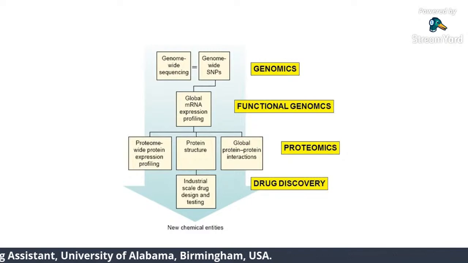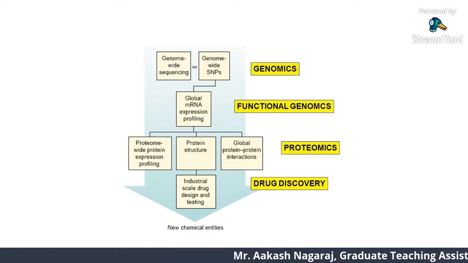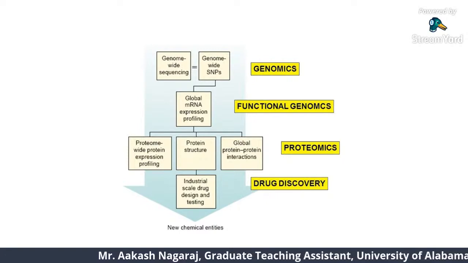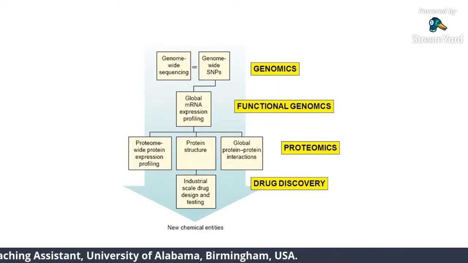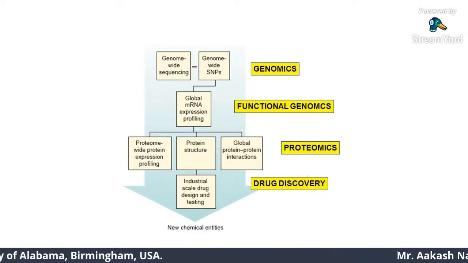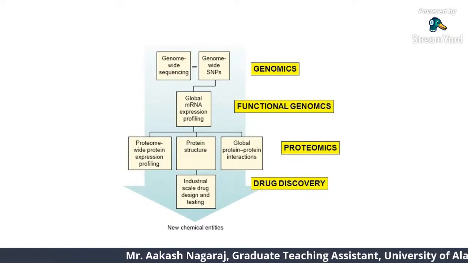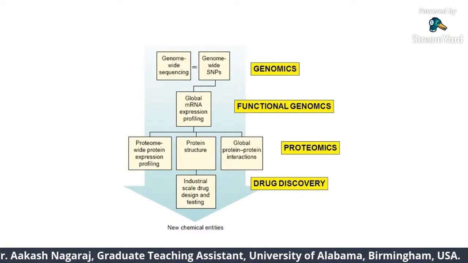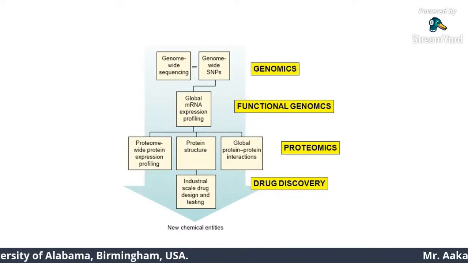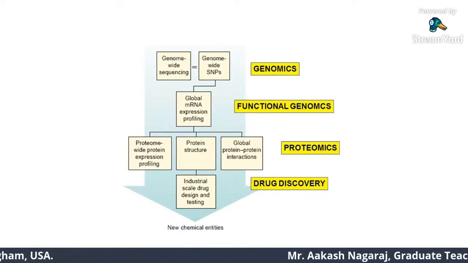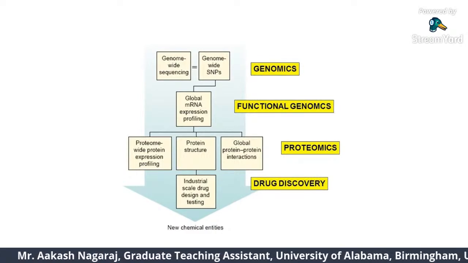So this shows us the various subfields of genomics which are used in the drug development process: genome-wide sequencing and finding out single nucleotide polymorphisms, SNPs, then global messenger RNA profiling, then the protein. This is similar to what I mentioned in the previous slide: protein structure, protein expression, different proteins which are expressed, and the interaction between proteins, protein-protein interaction. And then the final stage would be industrial scale design and testing of the drugs.